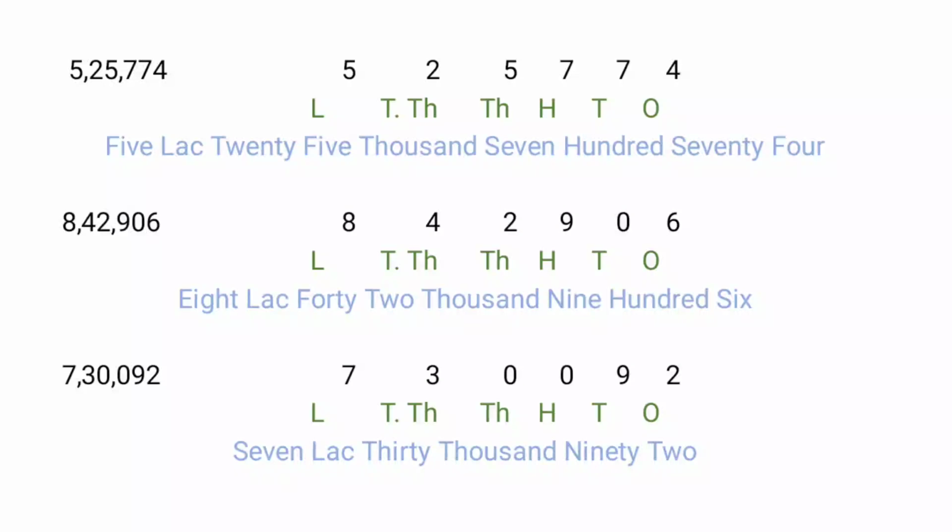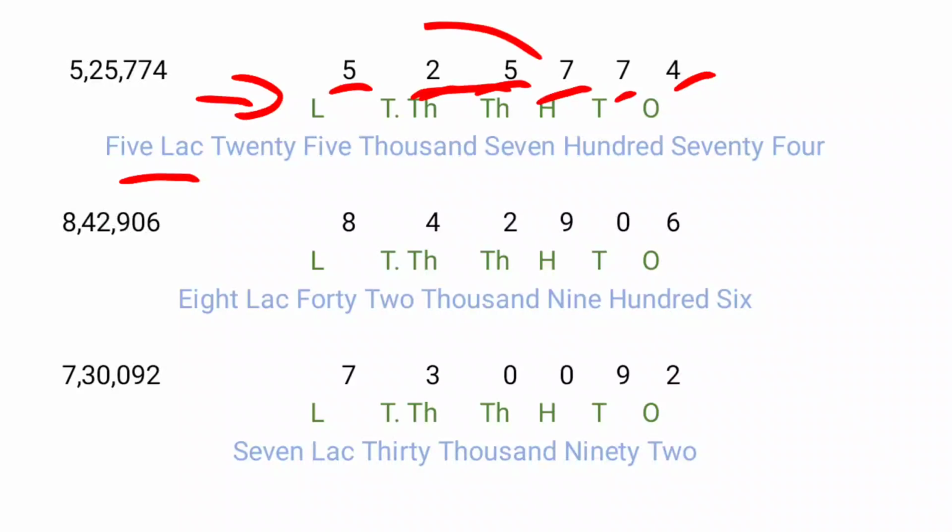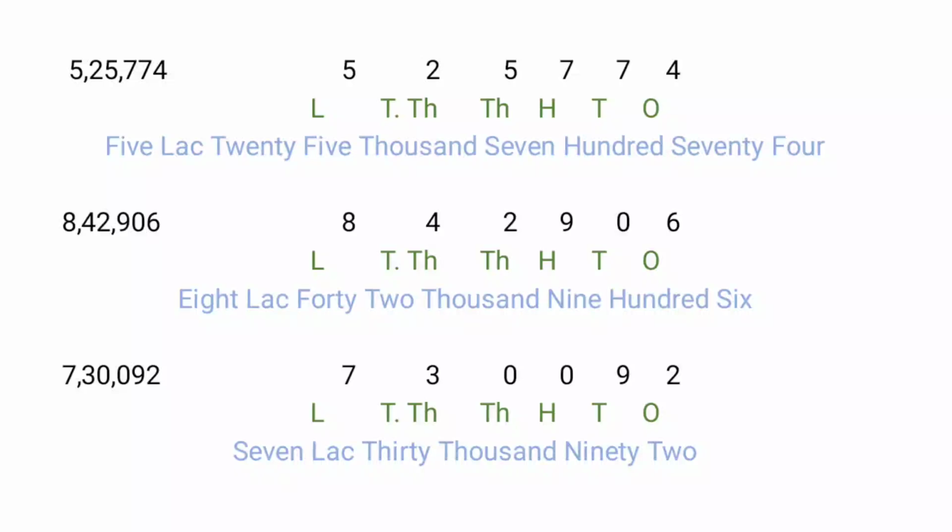Next, this is a 6-digit number. So decide the places first: ones, tens, hundreds, thousands, 10,000, and lakh. So start reading from this side. 5 lakh, and the 2 and 5 on thousands place will be combined as 25,000. Hundreds place 7, so 700, and 7 4 in combined form as 74. So the whole number will be 5,25,774, right? Similarly, you can write this number on your own also.